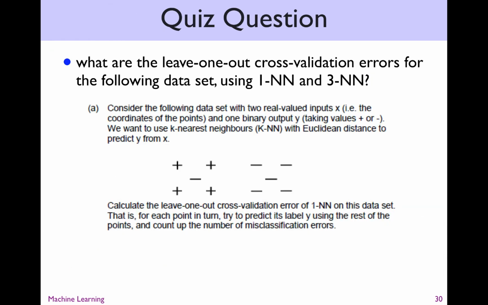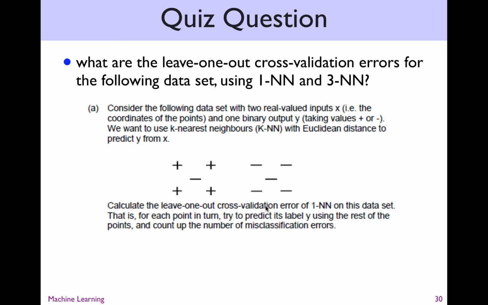So here's a quick quiz question, which is actually the last question in quiz 1. To test your understanding of the first part of the first week of this course, think about leave one out cross-validation error for the following data set. That is 10 training examples, 4 positive ones and 6 negative ones, using 2 different learning algorithms, 1 nearest neighbor and 3 nearest neighbor. What is the leave one out error for 1 nearest neighbor? And what is the leave one out error for 3 nearest neighbor? You can pause the video for a second and think about it.